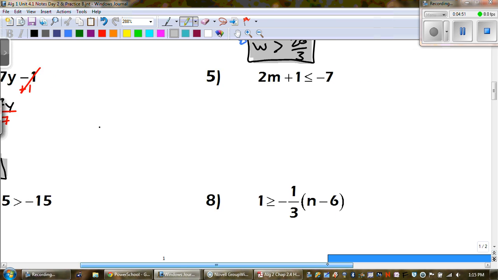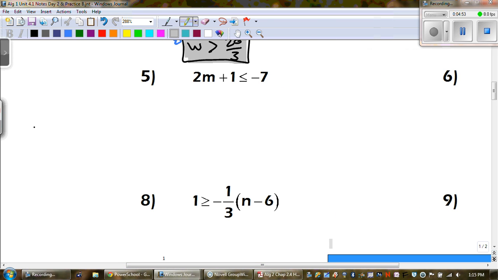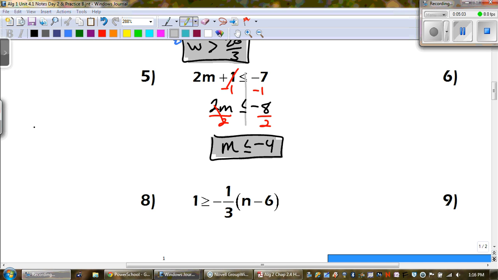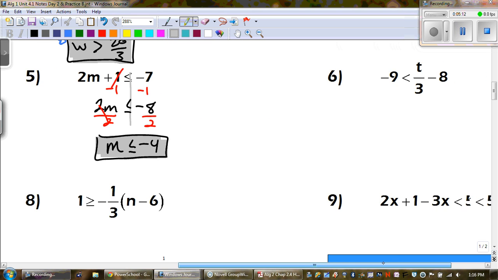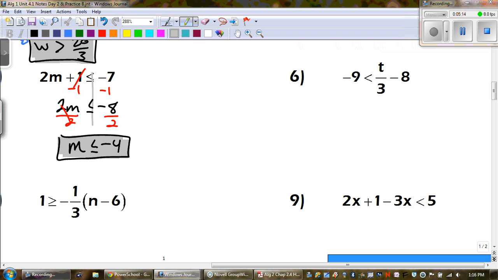All right, number 5, why don't you pause the video, see if you can do this one all on your own. Good luck. Okay, -7 minus 1 is -8. Be very careful with your symbols there. Then you divide both sides by 2, and you get m is less than or equal to -4. All right, number 6.